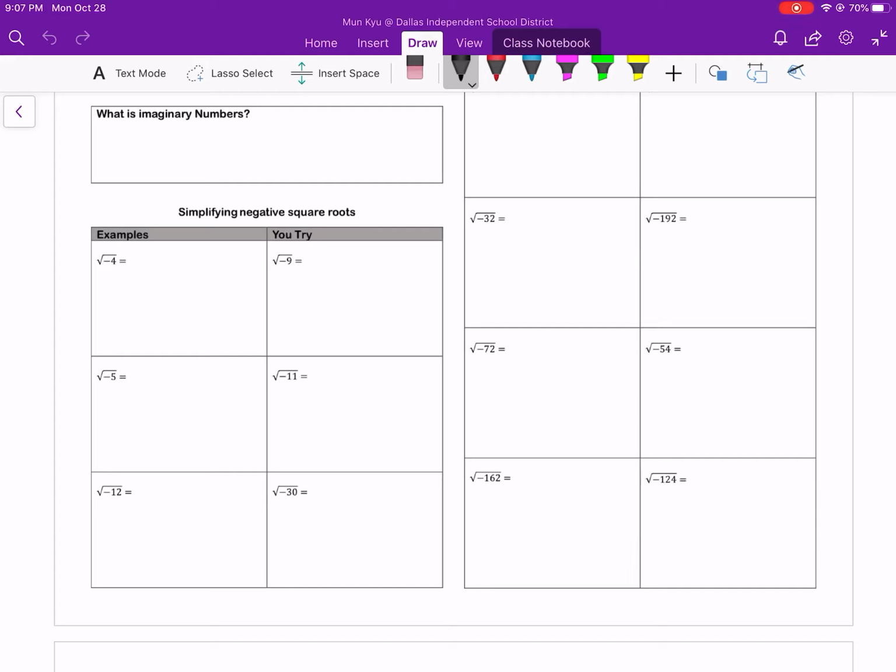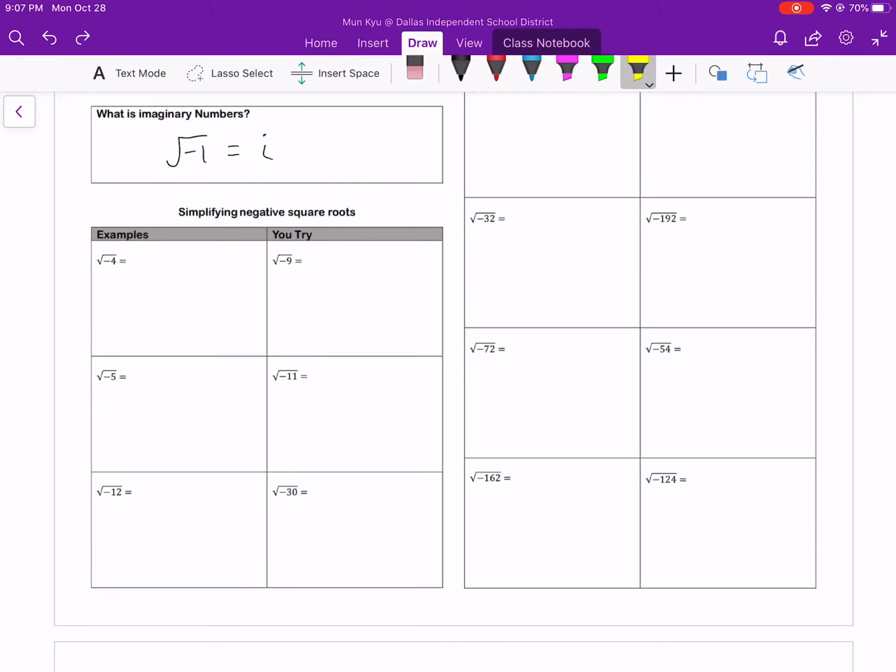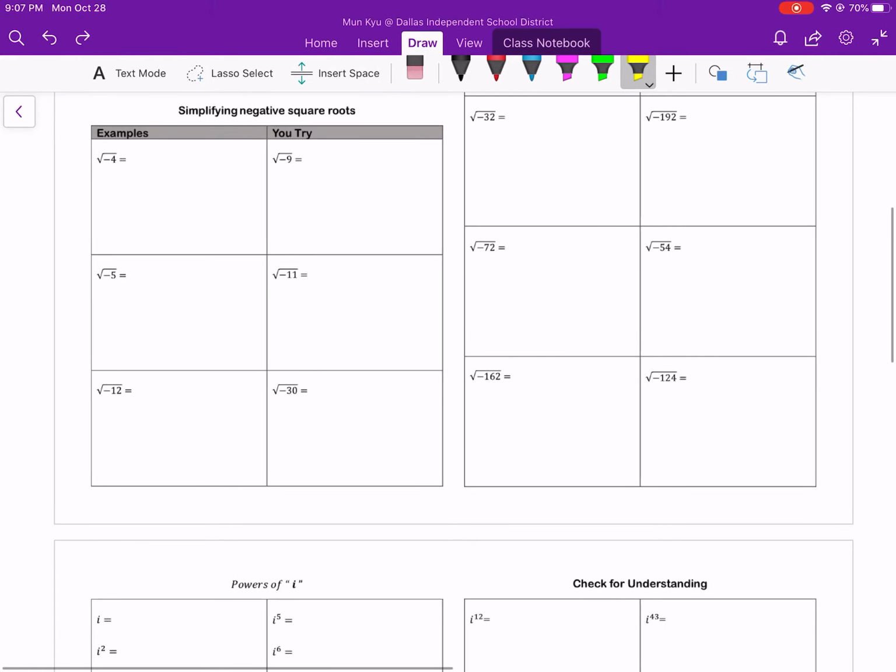So what is an imaginary number? This is simply the square root of -1, which we call i. Normally, we cannot have a negative number inside the square root. That's why we call it an imaginary number. So here's an example.